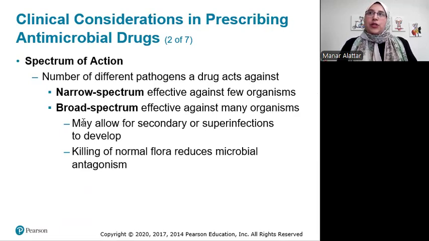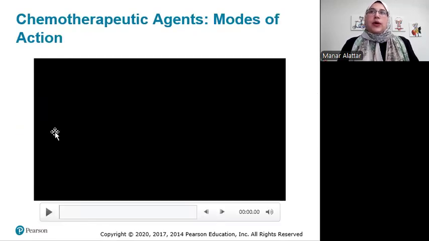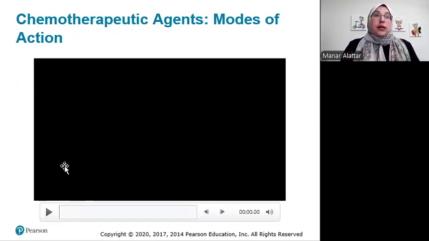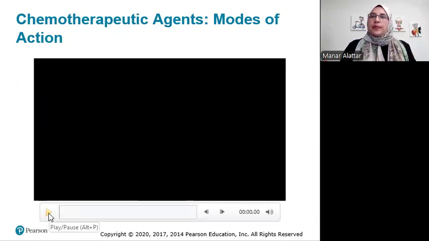And we mentioned spectrum of action, narrow and broad. And we mentioned selective toxicity. So let's go ahead and talk a little bit about the modes of action of different types of antimicrobials. This will give us an overview of how you might take out, essentially, a pathogen by targeting different aspects of that pathogen.